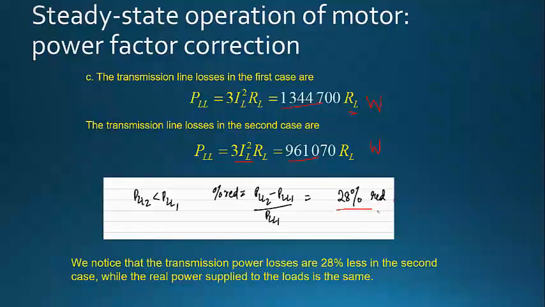Okay, so that is it. We notice that transmission power losses are 28% less in the second case, while the real power supplied to the load is the same. So at the same real power supply, the losses in the second case were 28% less than the losses in the first one. Operating at an improved power factor will reduce the power losses on the transmission line. That's why every company always wishes to operate at a proper or correct power factor. So that is it for the question.